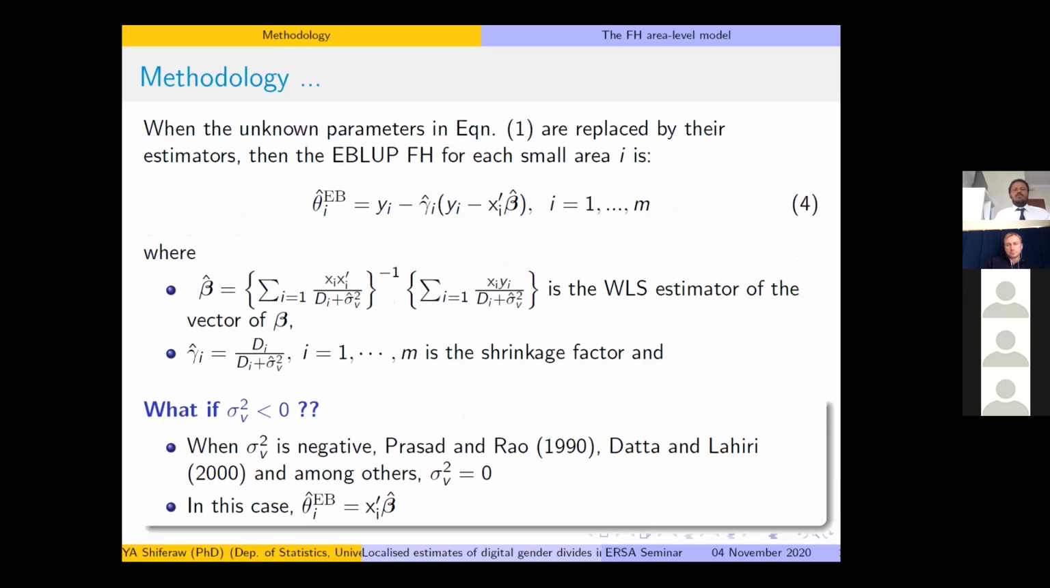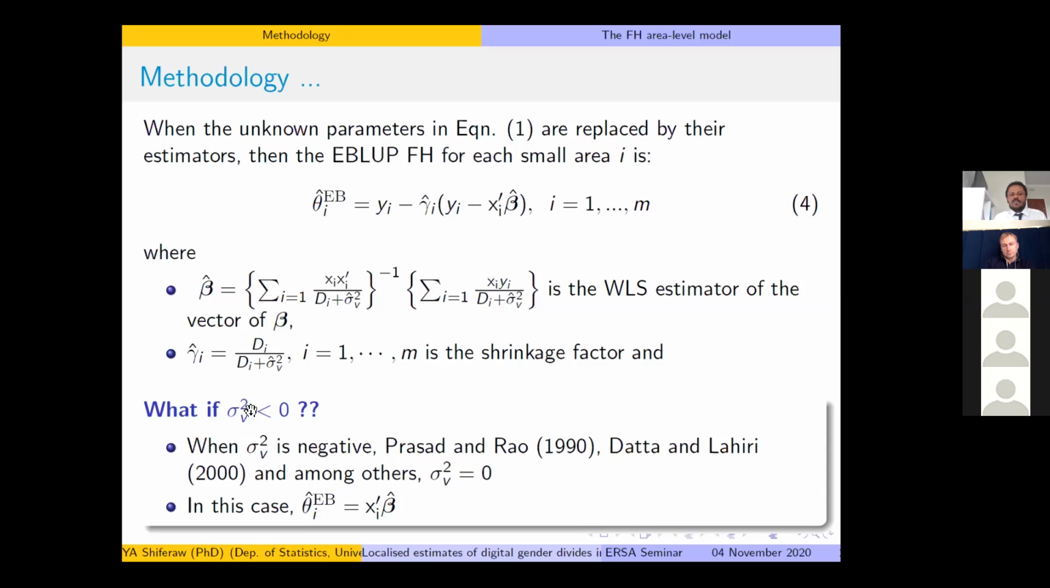This is like the model-based digital inequality. You can say model-based proportion of women who use the internet, proportion of men who use the internet, proportion of men who own a cell phone or tablet. So this is model-based. Y is coming from the direct survey, the direct estimator that we can obtain from the household survey. And xi beta is called a synthetic estimator we obtain from the census 2011. What is gamma i? We call it a random weight, or sometimes a shrinkage estimator. So this gamma is dependent on the sampling variance and the variance of the random effect.